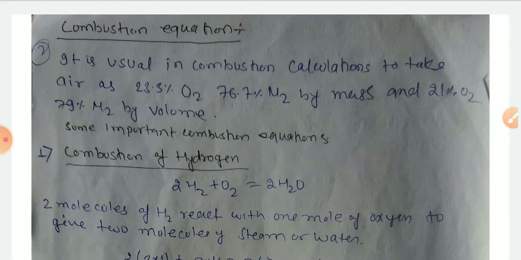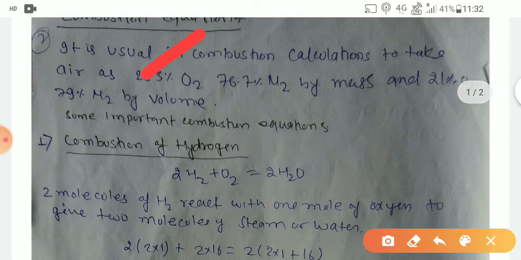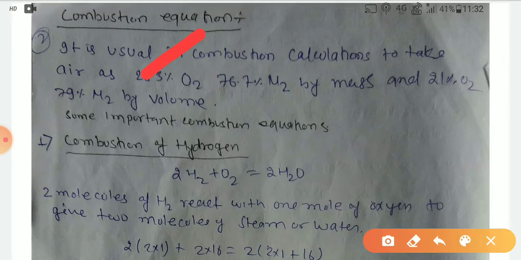You can remember one thing before going to the calculation for the combustion equation. Always remember air is 23.3% oxygen and 76.7% nitrogen by mass. And if you are doing the combustion calculation on the basis of volume, then remember 21% oxygen and 79% nitrogen.